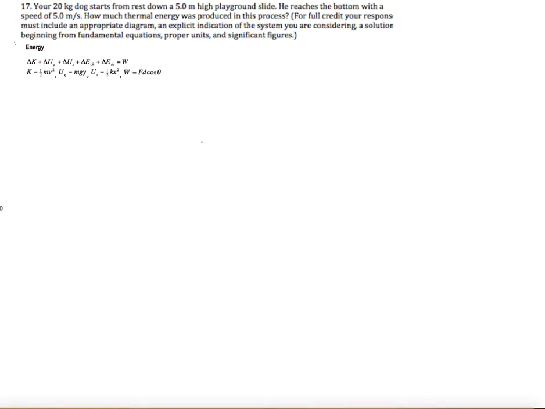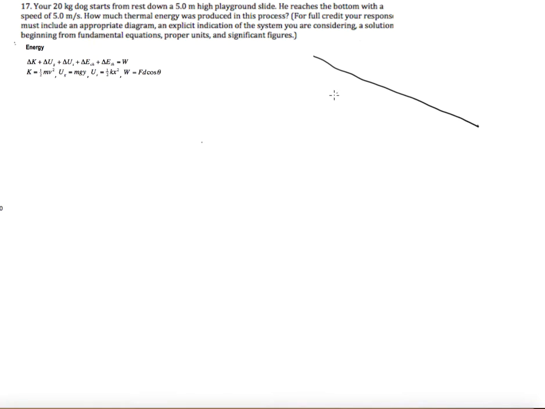So this is a problem we're going to solve using our energy ideas. We have a dog at the top of a 5 meter high playground slide. And it's going to slide to the bottom and generate some thermal energy. At the bottom, its speed is going to be 5 meters per second.